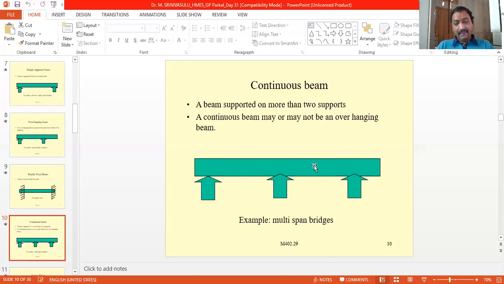And sometimes it may have overhanging or it may not have overhanging. That overhanging may be at both sides or at a single side, whatever may be the case. But if the beam is having supports at more than 2 points, then that beam is called a continuous beam. So the example is multi-span bridges. A single span bridge is an example for the simply supported beam, and a multi-span bridge is an example for the continuous beam.